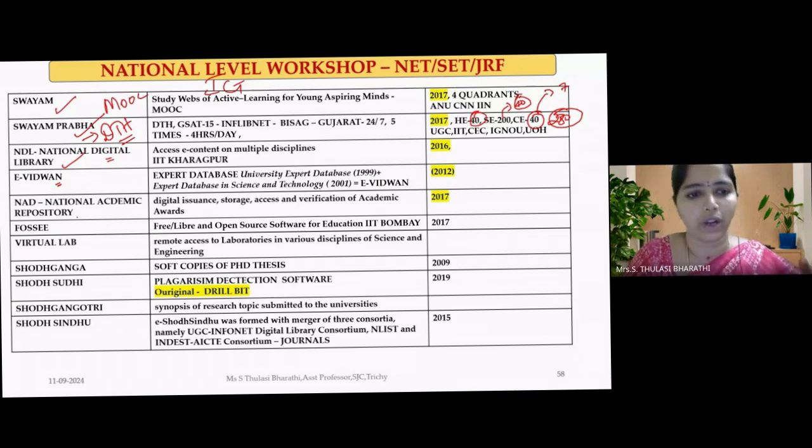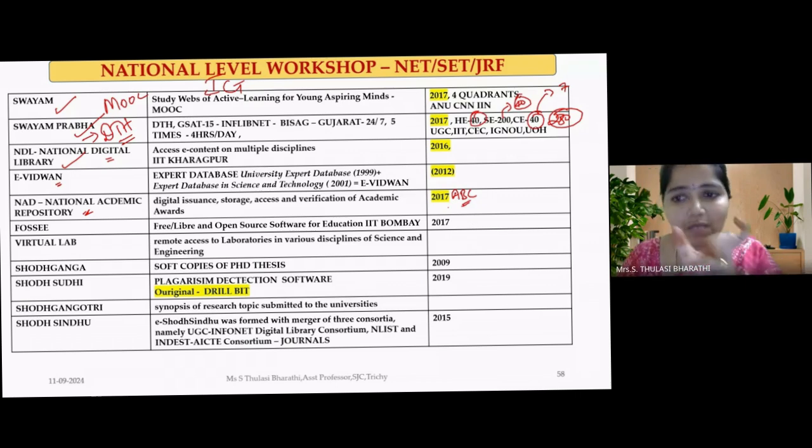So this is E-Vidwan. Then National Academic Depository, very, very important. This time we have got a question. National Academic Depository means all our academic records will be stored digitally. And here we have ABC, that is Academic Bank of Credit. After 2020, all students need to generate their ABC ID. The institutions will take care of it. Colleges and universities will take care of creating this ABC ID, Academic Bank of Credit.